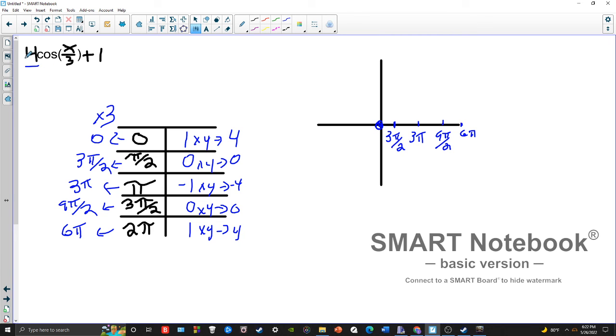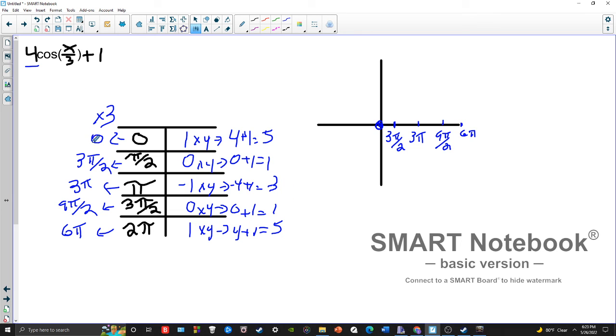Now, if we were just doing that, we'd be done. But I also have a +1 here. So everything needs to get bumped up by 1. So +1, +1, +1, +1, +1. This is going to end up at 5, 1, -3, 1, and then back to 5.